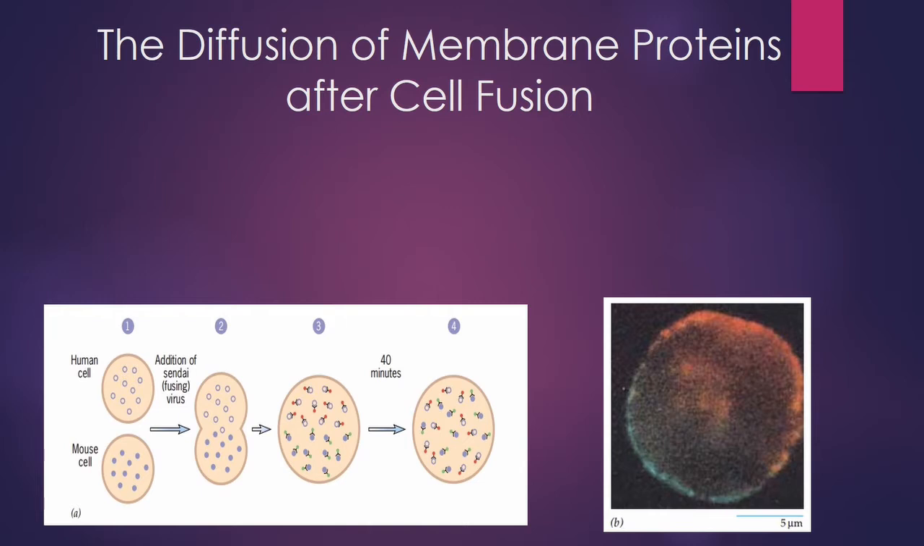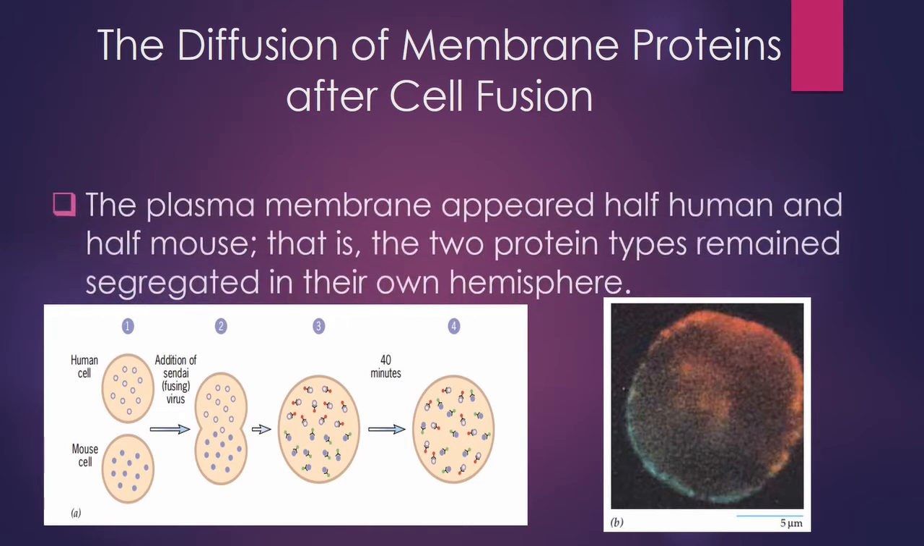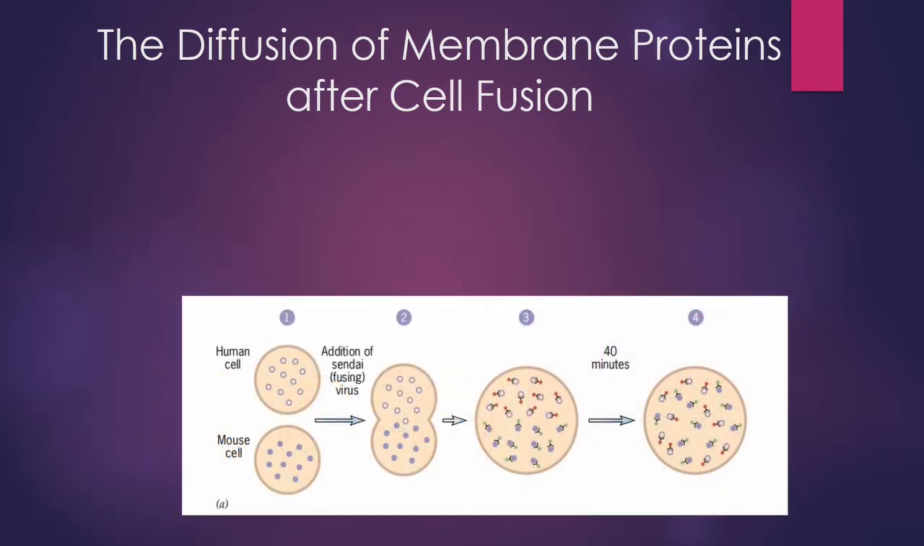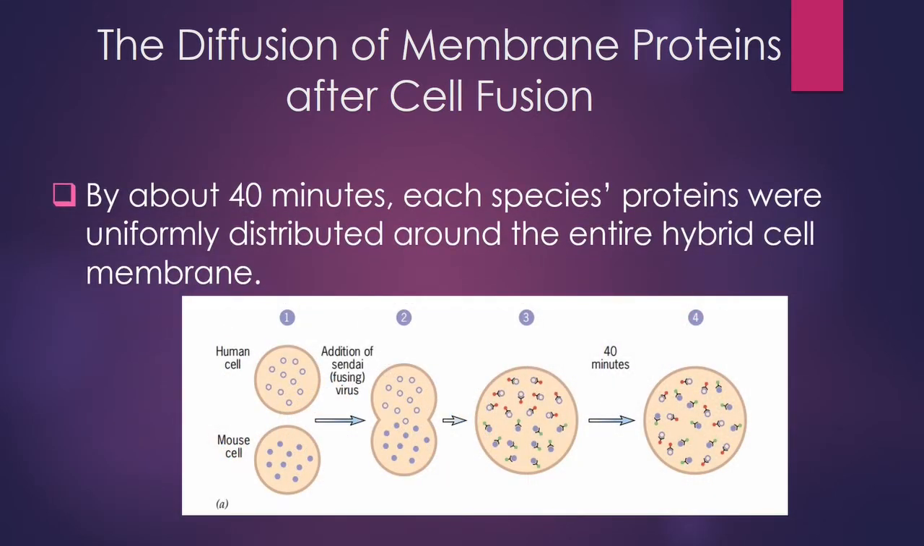As you can see in the illustration below, the plasma membrane appeared half human and half mouse. That is, the two protein types remained segregated in their own hemisphere. As the time after fusion increased, the membrane proteins were seen to move laterally within the membrane into the opposite hemisphere. By about 40 minutes, each species' proteins were uniformly distributed around the entire hybrid cell membrane.